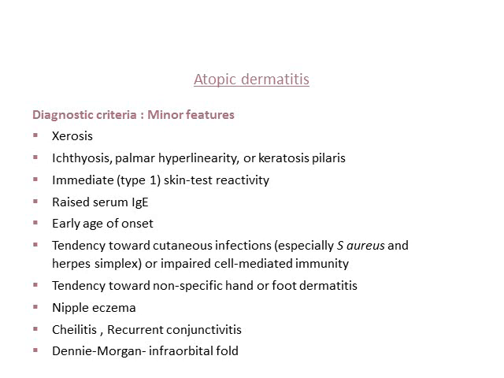Minor features are xerosis, ichthyosis, palmar hyperlinearity or keratosis pilaris, immediate skin test reactivity, raised serum IgE, early onset of disease, tendency towards cutaneous infection, that is, they get infected easily, tendency towards non-specific hand or foot dermatitis, nipple eczema, cheilitis, recurrent conjunctivitis, Dennie-Morgan infraorbital folds. These are all minor criteria.